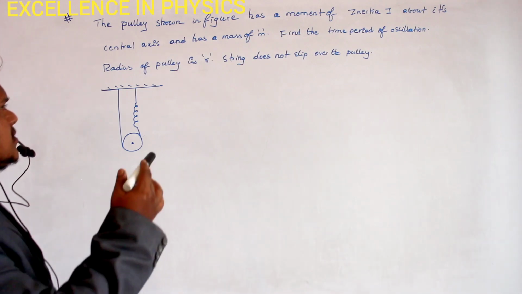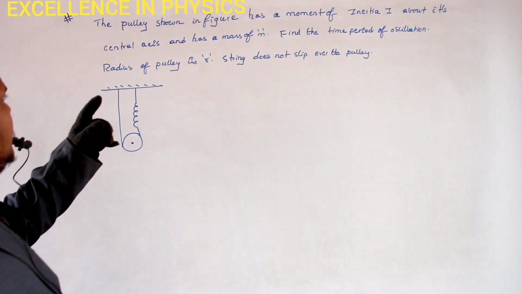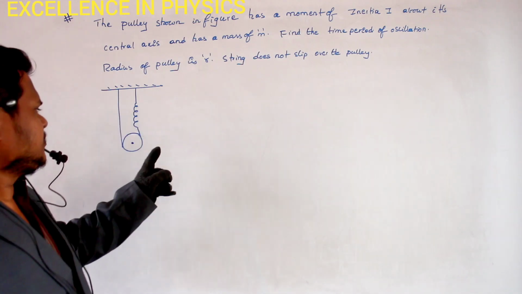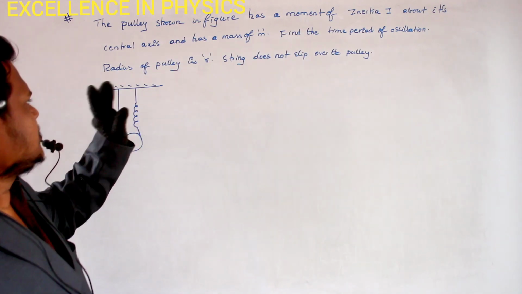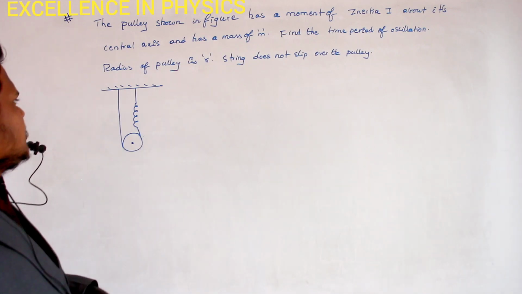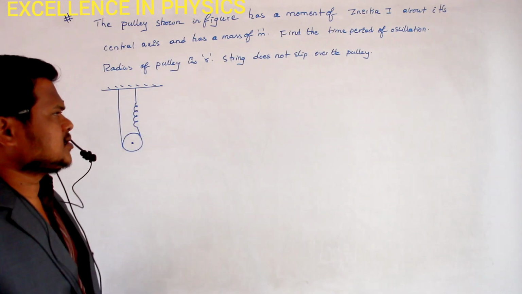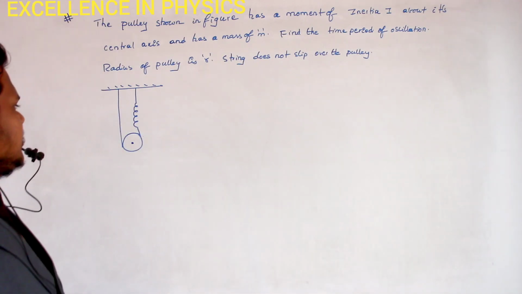Students, now let us see one more question of the previous model. The pulley shown in the figure has a moment of inertia of I about its central axis and has a mass of m. Find the time period of oscillation. The radius of the pulley is given as r, and the string does not slip over this pulley. This is the given question.